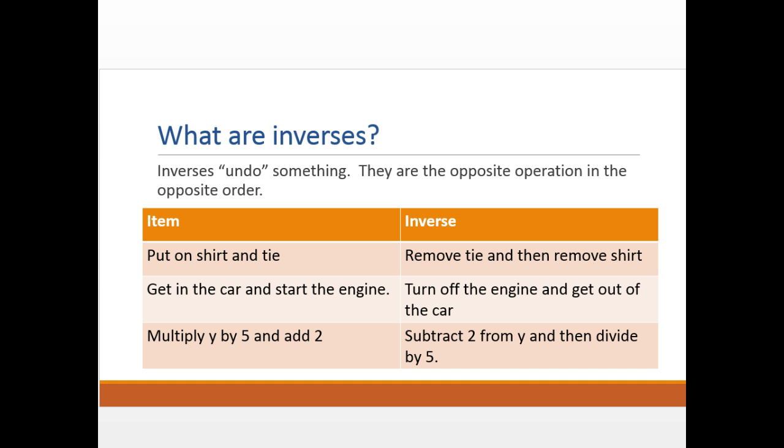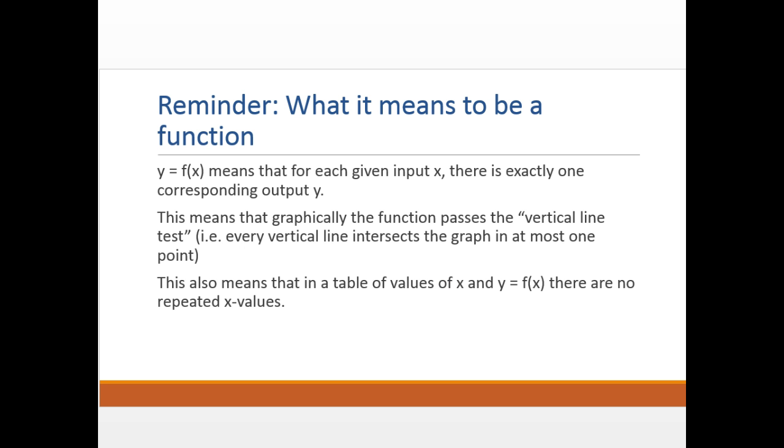If you were to get in the car and start the engine, the inverse would be to turn off the engine and then get out of the car. If you were to multiply y by 5 and then add 2, the inverse would be to subtract 2 from y and then divide by 5. Again, opposite order and opposite operation.